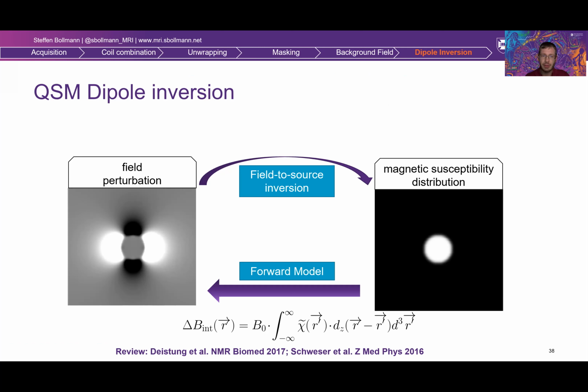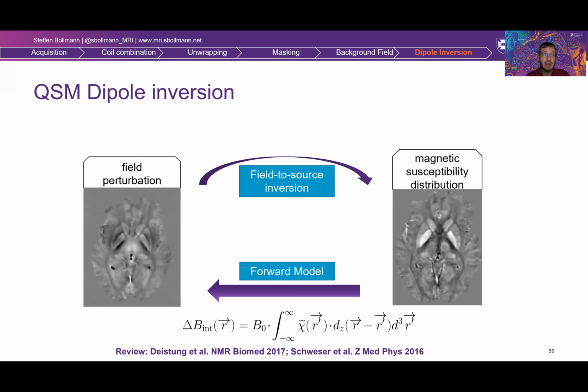This field perturbation can be described by a so-called dipole model, which is a simplification of the actual field distribution that happens there. When we look again at the brain, we see that it's a little bit more complex. The field perturbation is on the left, and we now need to compute this inverse solution to get back to the QSM on the right. But the math is exactly the same as in this little example I showed before.